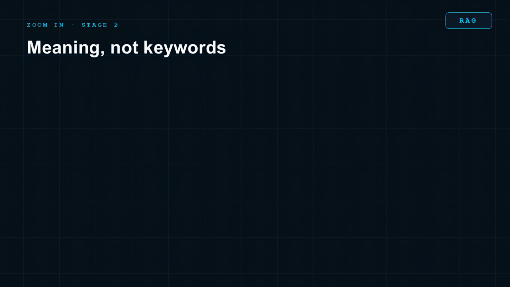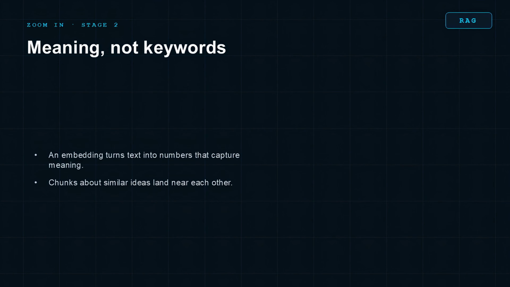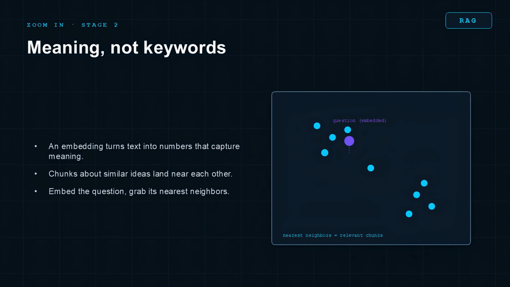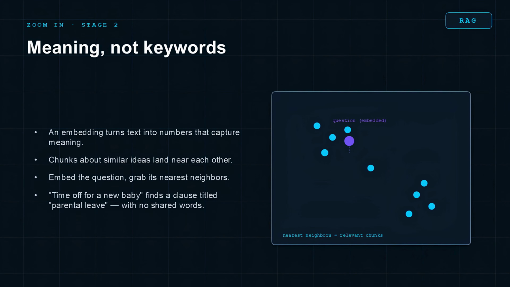Next, how search actually finds the right chunk. An embedding turns text into a list of numbers that captures meaning. Chunks about similar ideas land near each other in that space. So when a question comes in, we embed it too and grab its nearest neighbors. The power here is matching on meaning, not keywords. Time off for a new baby can find a clause titled parental leave, even with no shared words.